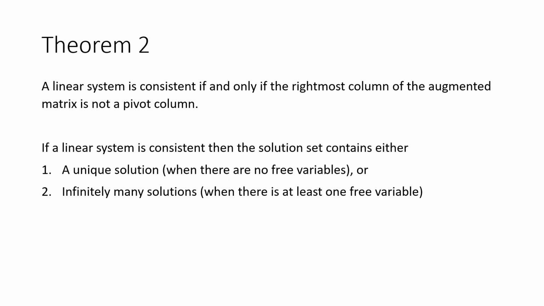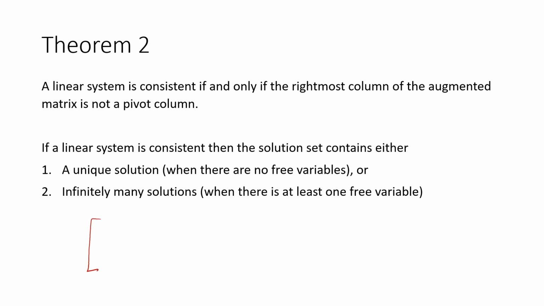But all of this stuff together leads us to Theorem 2. Remember we talked about a linear system being consistent or inconsistent? Well, Theorem 2 says a linear system is consistent, in other words, it has at least one solution, if and only if the rightmost column of the augmented matrix is not a pivot column. So that's putting it in slightly different terminology than what we've been talking about so far.